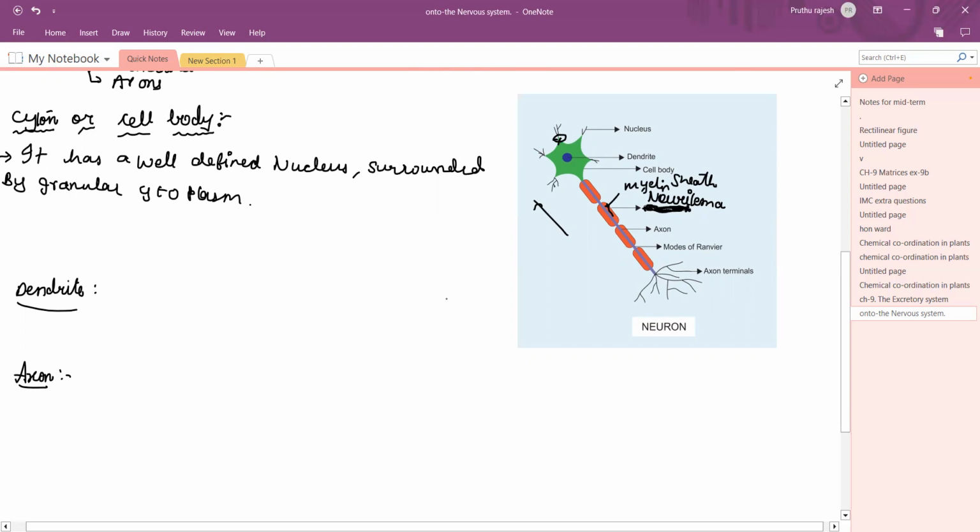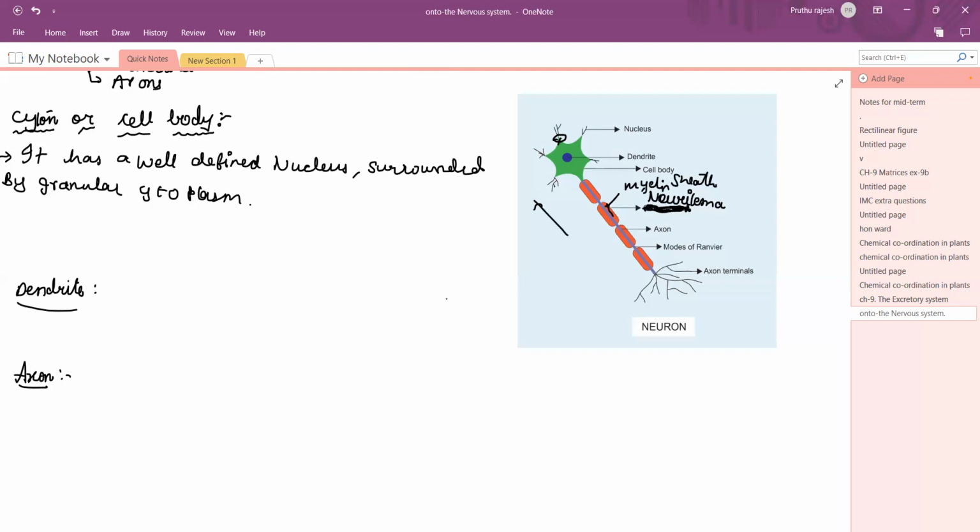Next, let's move on. Axon. It is a long process found in our body. It can vary from a few millimeters to even 1 meter in length. It is protected by a sheath called myelin sheath, which is in turn protected by a covering called neurolemma.